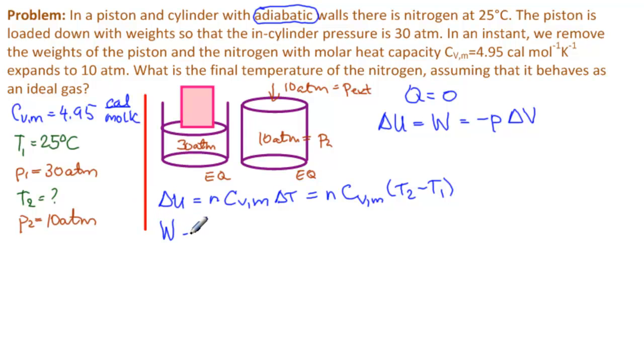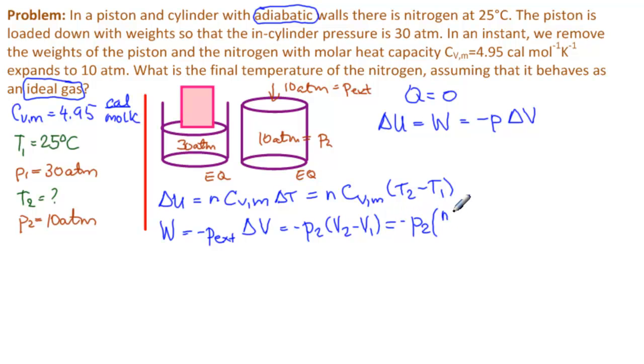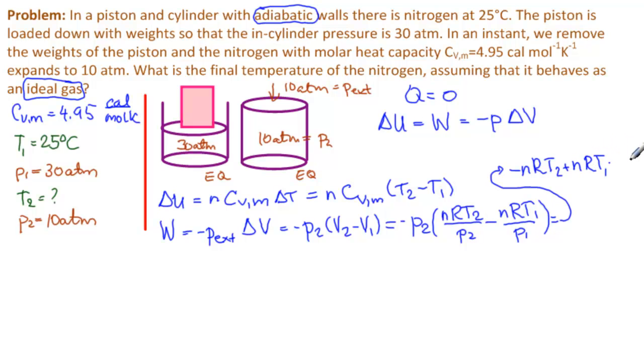And then we have W equal to minus P external delta V. So that's P external is P2. That's going to be key. P2 times V2 minus V1. We have ideal gas. So we get minus P2 NR T2 over P2, minus NR T1 over P1, and we are left with minus, P2's cancel, so minus NR T2 plus NR T1 times P2 over P1. So we need to set this equal to this, and yes, indeed, the N's cancel. We have everything else except T2, so let's go for it.